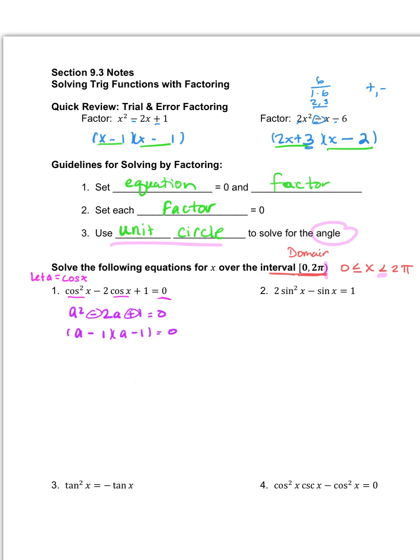Okay, it depends on when you want to do this. I prefer at this time to replace the a. So I'm going to now replace it, and then I'll have cosine x minus 1 times cosine x minus 1. I have two factors. My next step is to set them equal to 0. I don't need to set both of them equal to 0 because they're the same. So you do not have to set both of them. So then, same factor here.